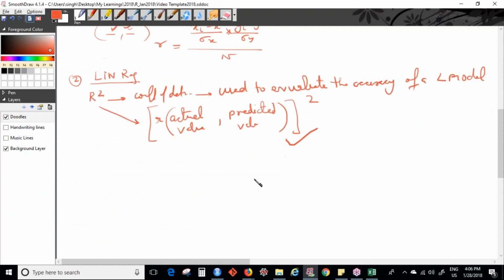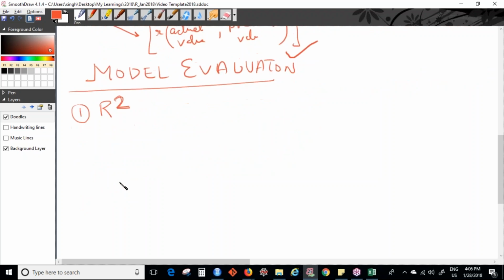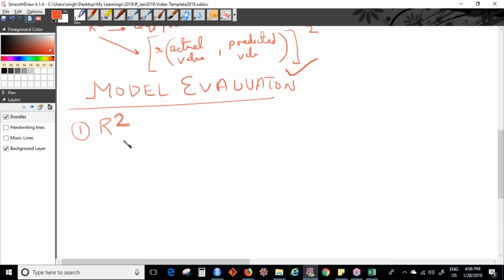So we were discussing model evaluation parameters, how do we evaluate a model, and one of the parameters we saw is r square. Using r square we evaluate a model. The higher the r square, the better the model is. But this alone is not what tells you that this is a good model. There are some additional parameters also. So let us look at the second parameter.